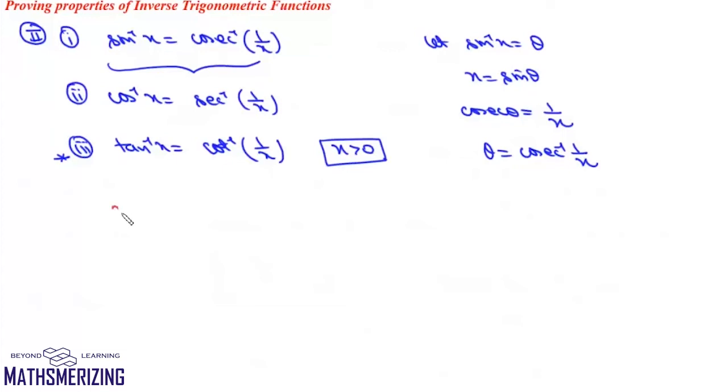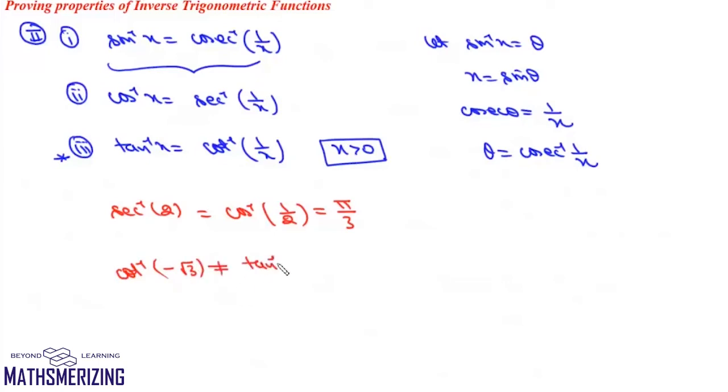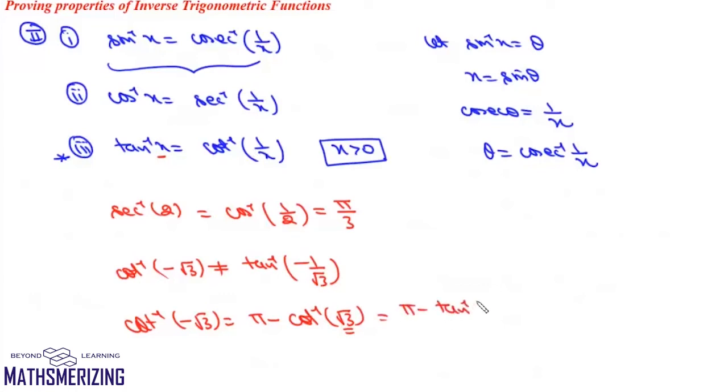So if we have secant inverse 2, we can write this as cos inverse 1 by 2, and cos inverse 1 by 2 is nothing but pi by 3. Suppose we have cot inverse minus root 3. Now we cannot write this as tan inverse minus 1 by root 3, because this formula is only valid when x is greater than 0. So in this case, what do we actually do? We know that cot inverse minus x is pi minus cot inverse x. So we'll write this as pi minus cot inverse of root 3. Now this number is positive, so we can write cot inverse x as tan inverse 1 by x. So we'll write pi minus tan inverse 1 by root 3. So it'll be pi minus, and this is pi by 6, so it'll be 5 pi by 6.